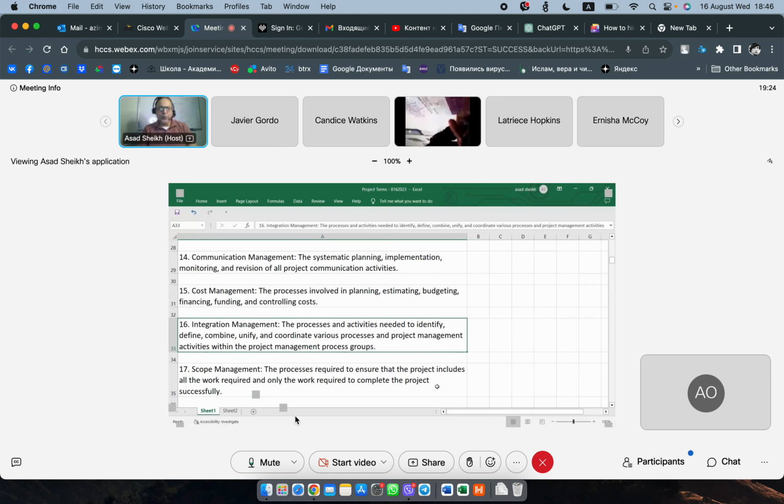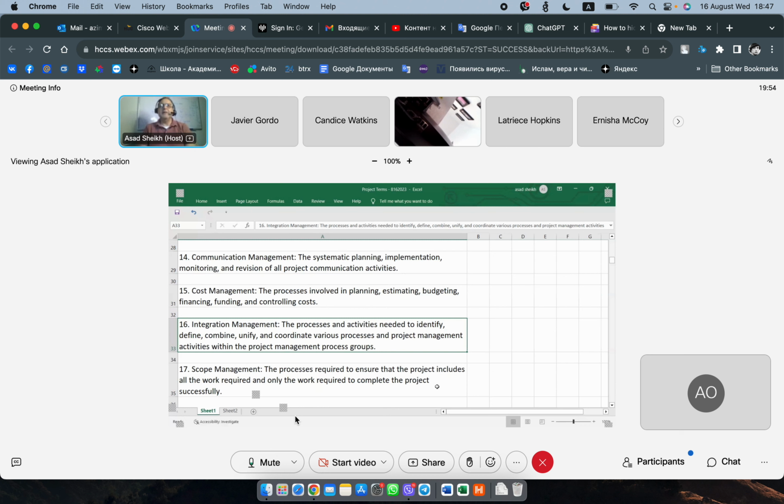Integration. So integration is almost like putting it all together, everything. And what does that entail? Identifying, defining, combining, unifying, and coordinating various processes and management activities within the 5 groups, the 5 phases: initiation, planning, execution, monitor, control, and closing. So how do we integrate all of that within those 5 phases is integration.